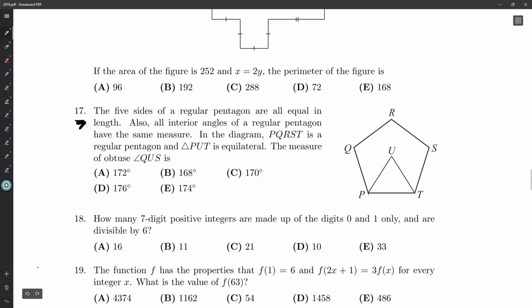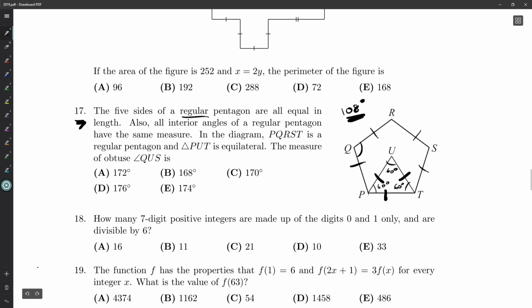The five sides of a regular pentagon are all equal in length. Also, all interior angles of the pentagon have the same measure. They're not telling us what it is. You might know it's 108 degrees, or we can work that out. In the diagram, PQRST is a regular pentagon, and triangle PUT is equilateral, so it's got the same length. Also, everywhere we see the same length. And while we're talking about angles, just for a moment, inside an equilateral triangle, we've got 60 degrees. That one's a very common one. You might not know the 108 one. We'll talk about that in a moment.